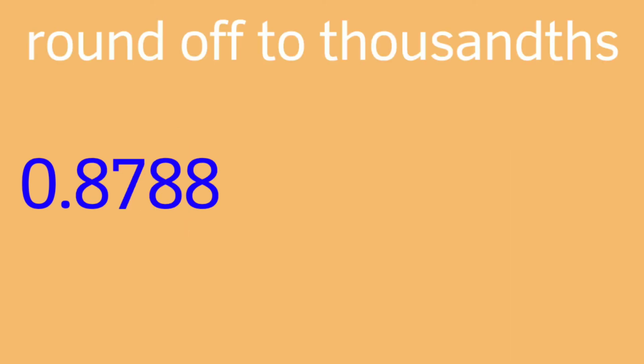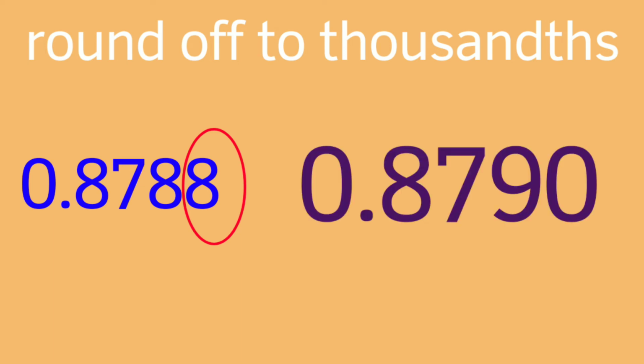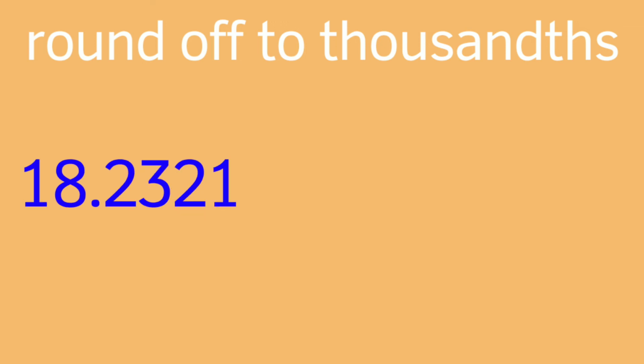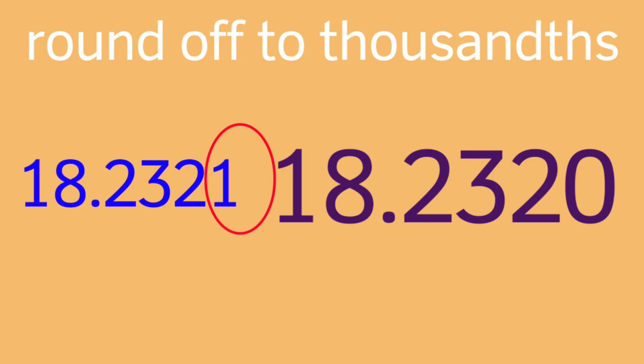Round 0.8788 and 18.2321 to the nearest thousandths. In 0.8788, 8 is the thousandths and the number to its right is greater than 4, so the answer is 0.879. In 18.2321, 2 is the thousandths, and the number to its right is lower than 5, so the answer is 18.2320. Now, let's solve these few exercises.